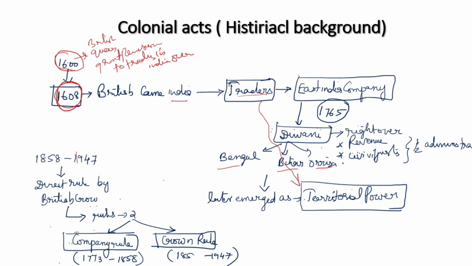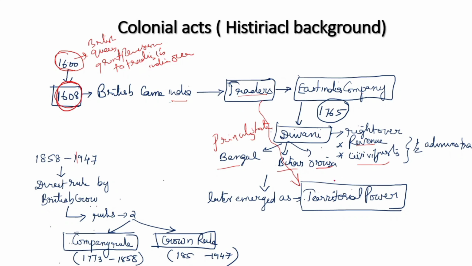Bengal, Bihar and Orissa were princely states, ruled by Dewans. So in 1765, the East India Company got the Diwani power of Bengal, Bihar and Orissa. Diwani power means the right over revenue and civil justice, which constitute half of the administration.